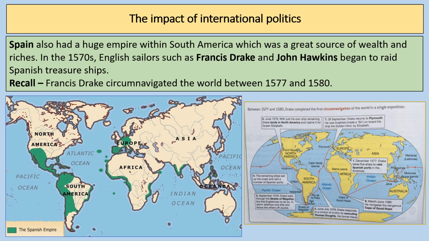Now, it's just worth looking at Spain. Spain had a huge empire within South America, which is a great source of wealth. In the 1570s, English sailors such as Drake and John Hawkins began to raid Spanish treasure ships, and we know that Francis Drake had circumnavigated the world between 1577 and 1580 and had raided Spanish gold and Spanish treasure ships during that time as well within South America.